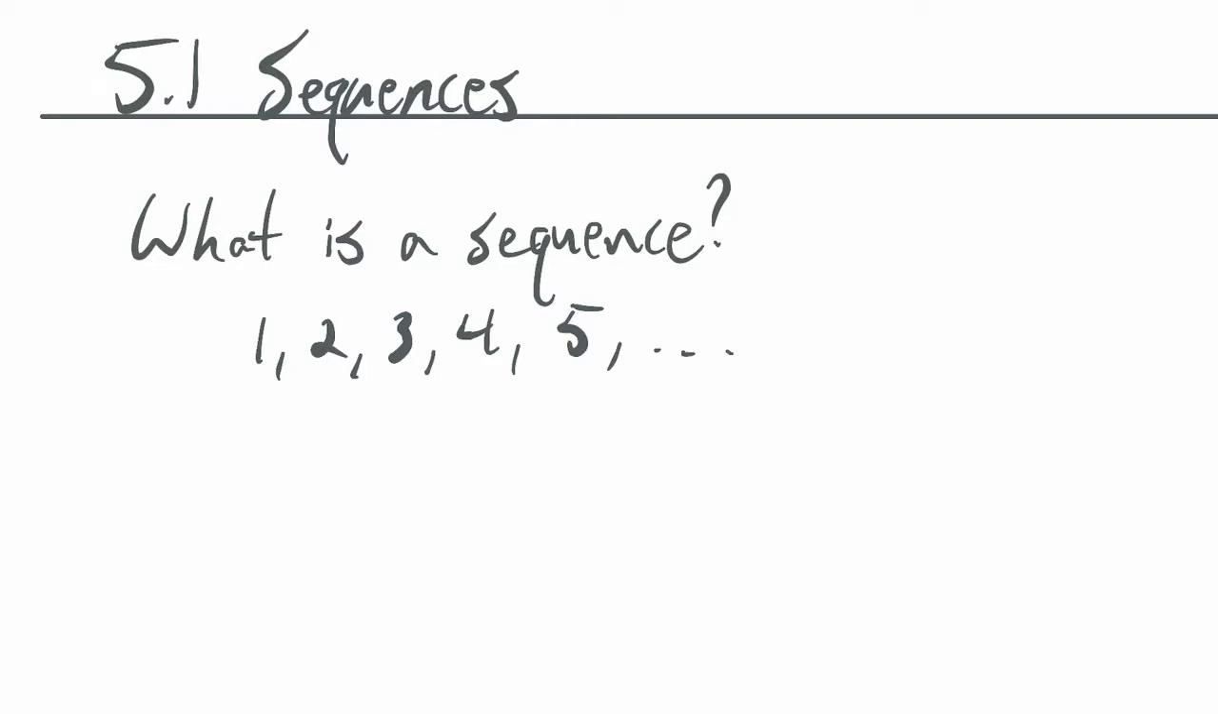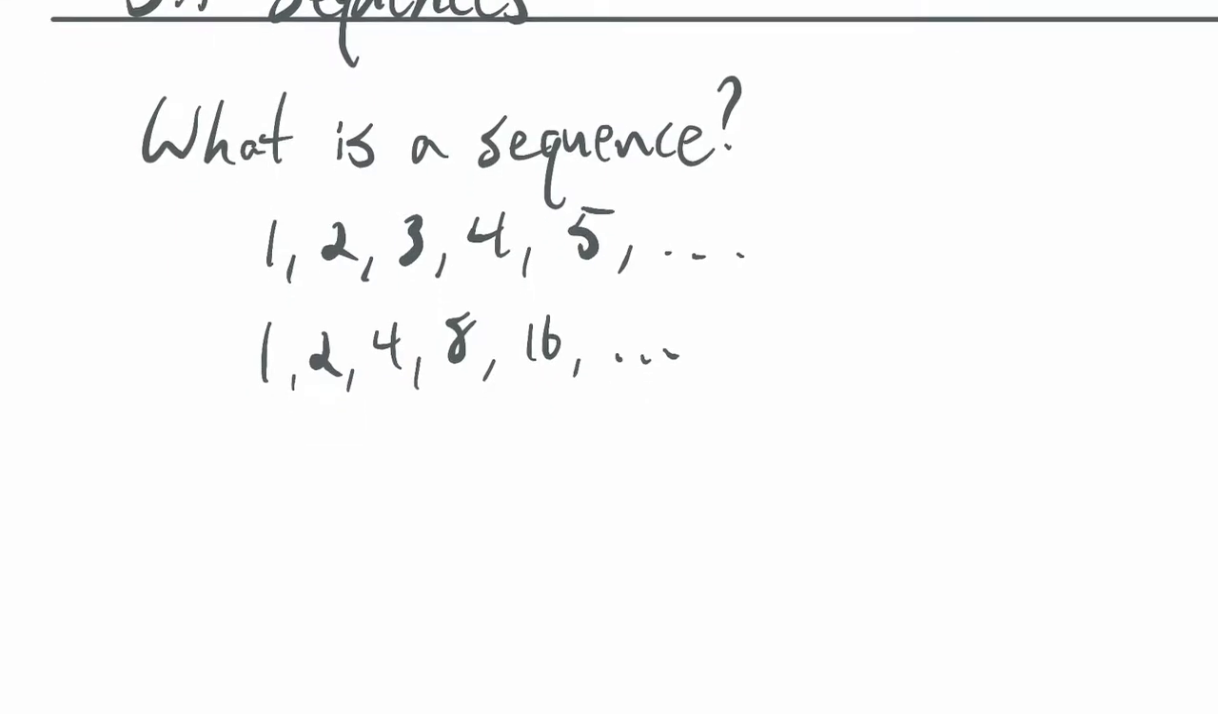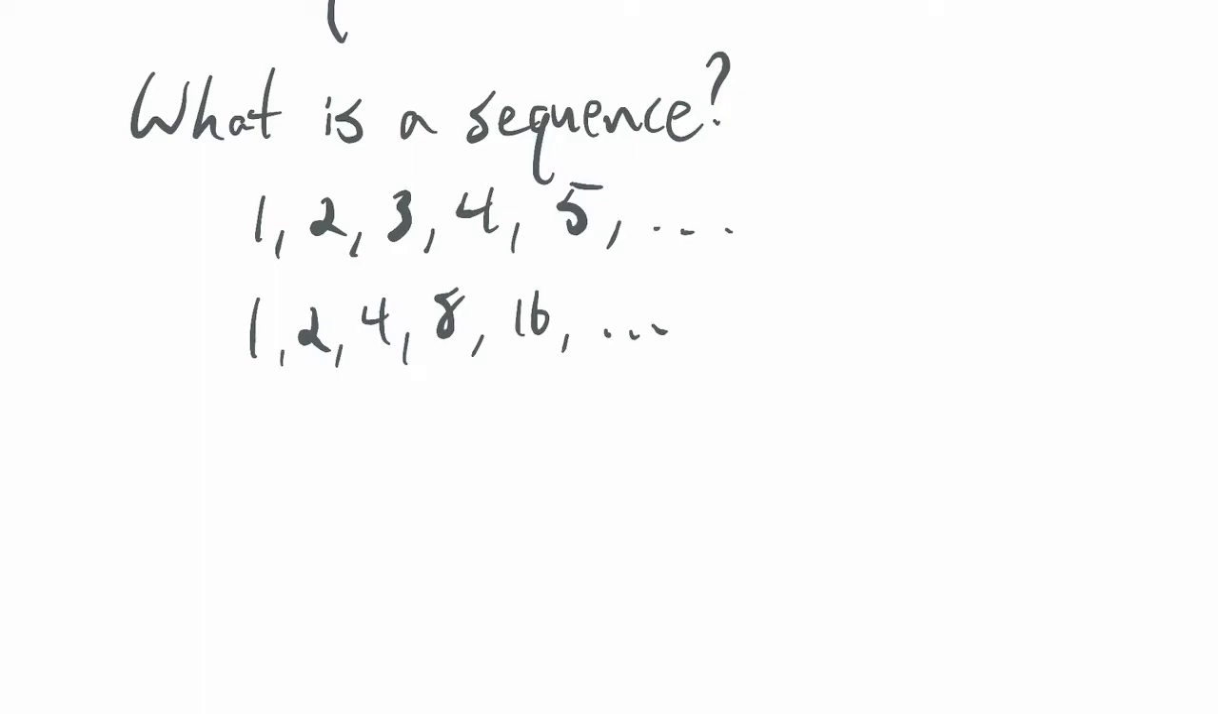Let's do a few more, and then we'll talk about notation as well. Let's see a few more examples. Let's say I have something like 1, 2, 4, 8, 16, dot, dot, dot. You can probably tell, oh, I see the pattern here, right? How about this? Let's do 0, comma, 1, comma, and then it goes 1, 2, 3, 5, 8, dot, dot, dot. That one might be less obvious.